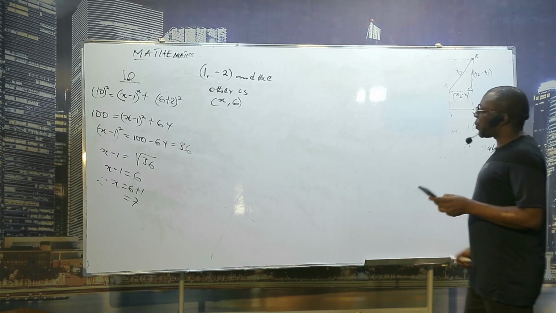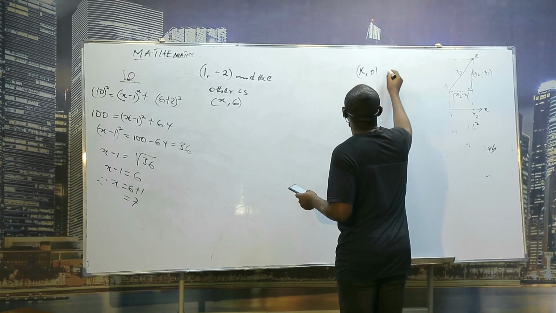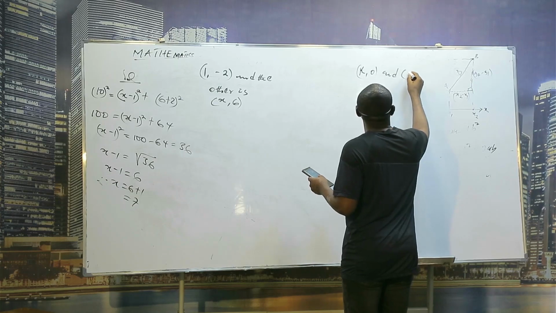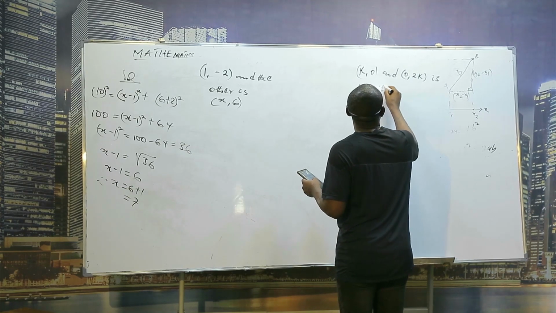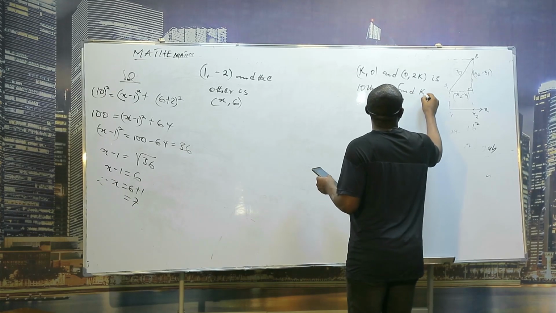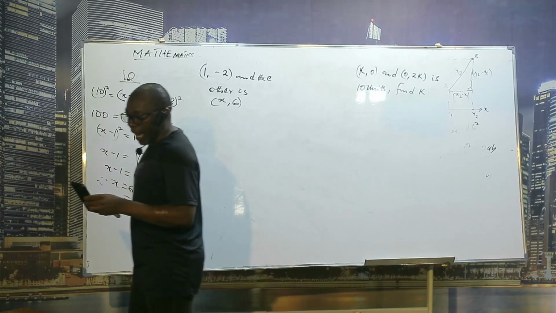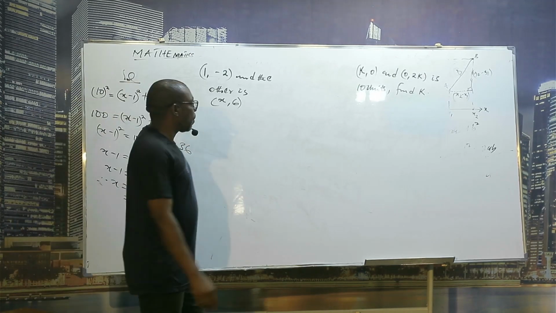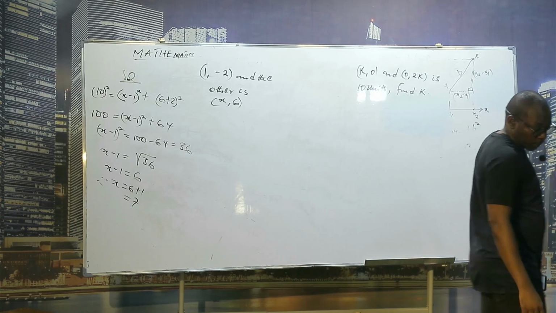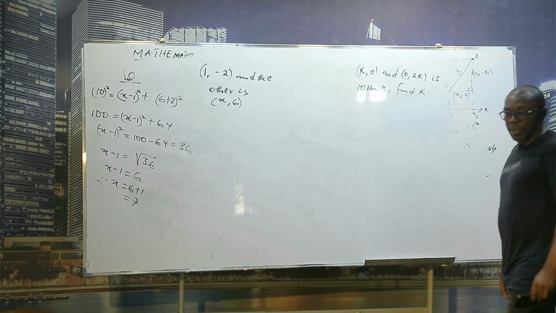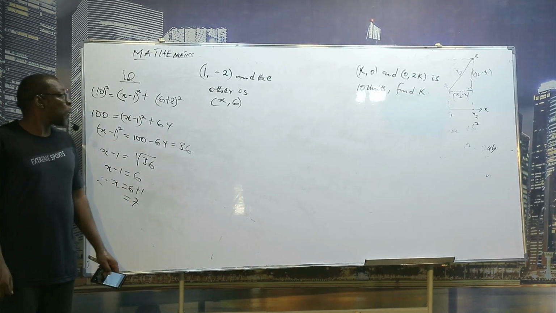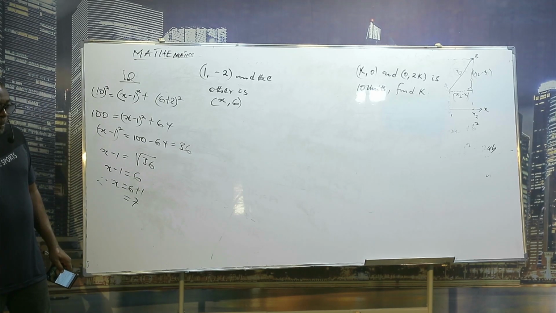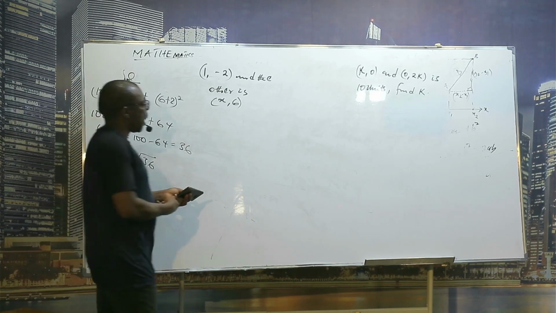The distance between the points k, 0 and 0, 2k is 10 units. Find k. The distance between the points. We have that point and that point. Find k. So what do we have?